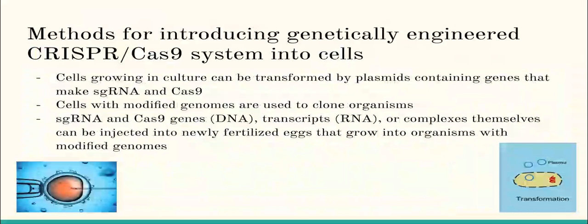Methods for introducing the genetically engineered CRISPR-Cas9 system into cells. There are many methods that will allow this CRISPR-Cas9 system to enter into a cell and begin manipulation of its genome. First, cells growing in culture can be transformed by plasmids containing genes that make sgRNA and Cas9. Cells with modified genomes can also be used to clone organisms. Lastly, sgRNA and Cas9 genes, transcripts, or complexes themselves can be injected into newly fertilized eggs so that they will grow into organisms with modified genomes.